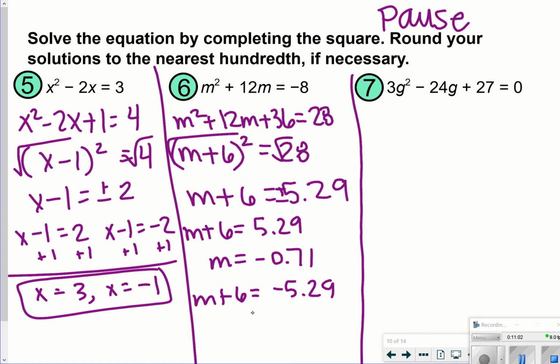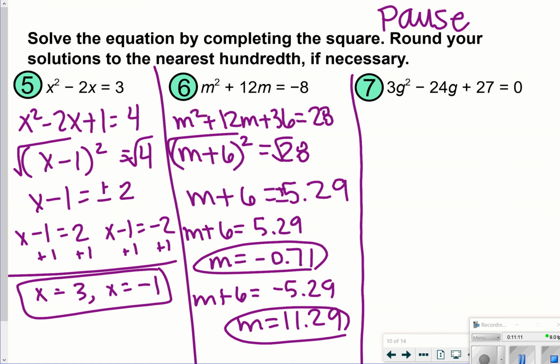And then when I subtract 6 from here, then I'll get the negative 11.29. So these would be my two solutions for number 6. And then number 7, this one is the one that I showed you, the second set, where we have to get it in the form of x squared plus bx is equal to 0.